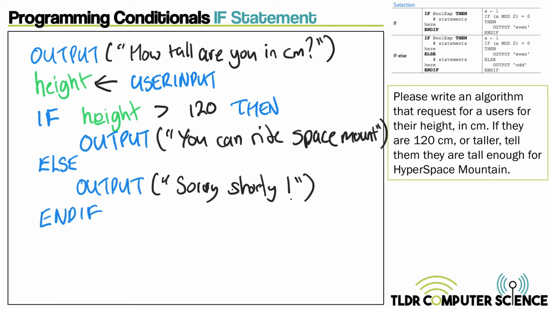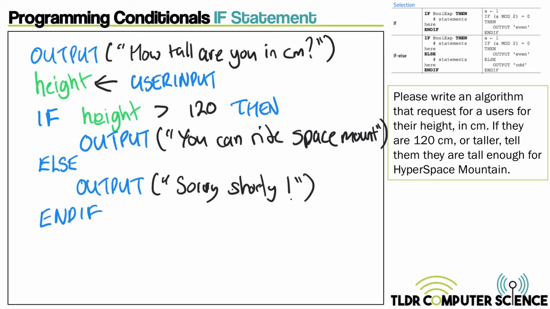Now let's follow this bit of code for a second, because I've actually deliberately left in an error. Output, how tall are you in centimeters? The system outputs that to the user. The user responds and stores their value in height. We test the height. Is it greater than 120? Then output, you can ride Space Mountain, works. Else output, sorry, shorty. Again, sorry for the brutal message.